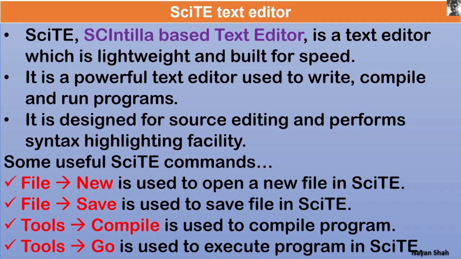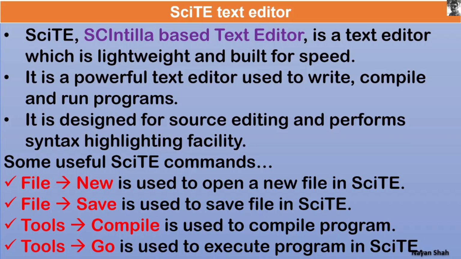Wherever there is some data type coming, the color will be different. Wherever there is a string coming within double inverted commas, the color would be different. So that is called the syntax highlighting facility, where the editor automatically changes the color of different things.